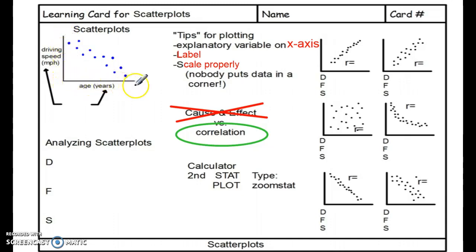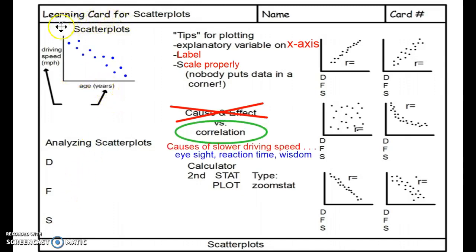As age increases, does the driving speed decrease? Well, yes, but that's not cause and effect. So a scatter plot can just show correlation. Another thing to keep in mind when it comes to scatter plots is that we must have two quantitative variables. Scatter plots are created with quantitative data, not categorical or qualitative data. It has to be quantitative data.